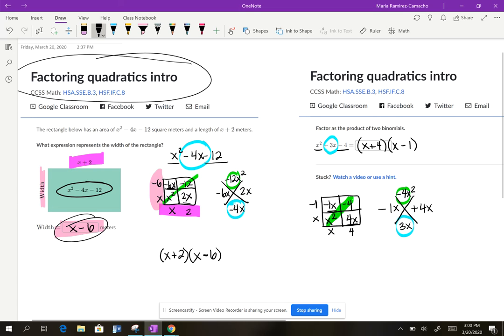I hope this is helpful. Take what's inside of the rectangle, factor it as normal, and then put in the missing side length. Once again, the length, x plus 2, we already had it. X minus 6 is what Khan Academy is asking for, and that's the side length that we found that we didn't have before.